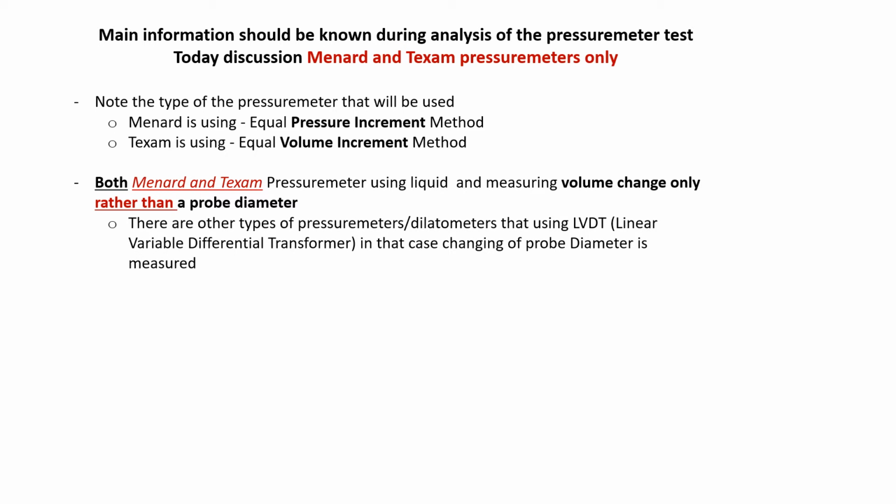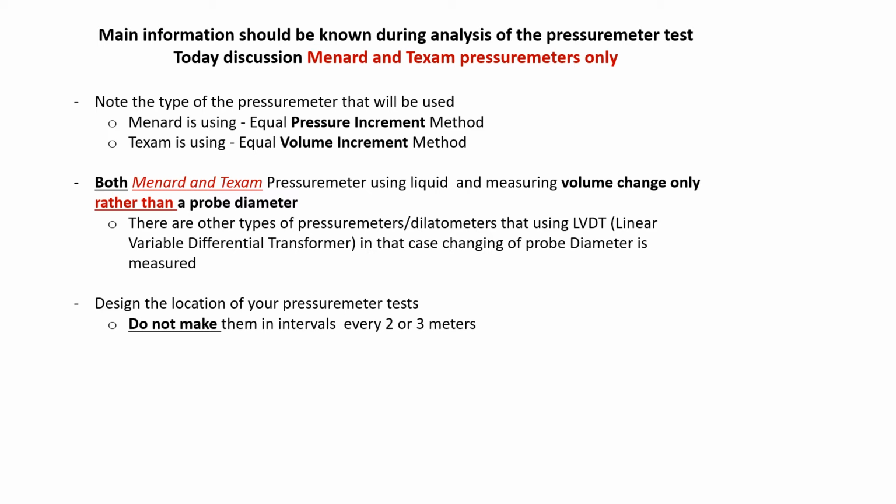Keep in mind, and again I would like to point out this very important issue: Menard and Texan measure volume change rather than diameter. I'm mentioning this because in many reports, when people use Menard or Texan, the axis for measuring deformation uses the relative change of your radius, delta R to R initial. Guys, it's pure math. You don't measure it. It is unlike, for example, a different oil pressuremeter where you have LVDTs built inside your probe and definitely measure diameter. Texan and Menard don't do that.